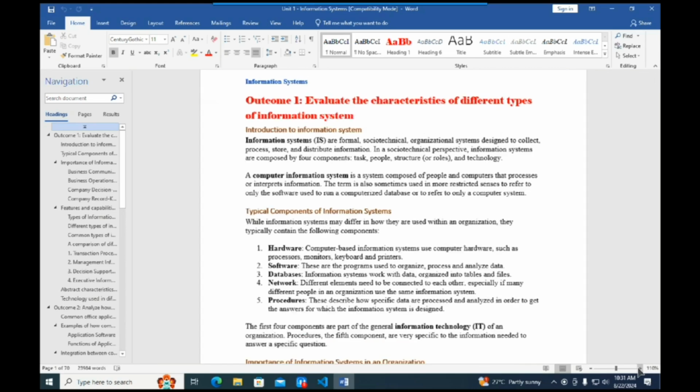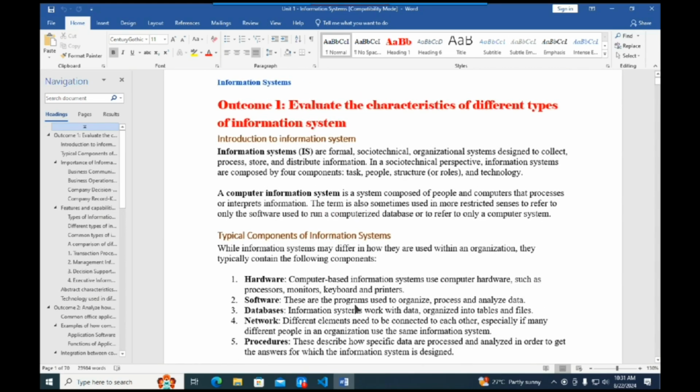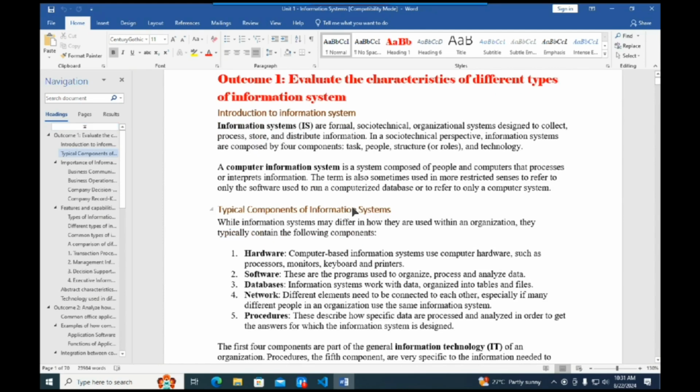So basically, or majorly, a computer information system is a system that is made up of people and computers. A system that is made up of people and computers. And the work of these people and the computers is to process or interpret information. Information that is not interpreted is not useful at all.